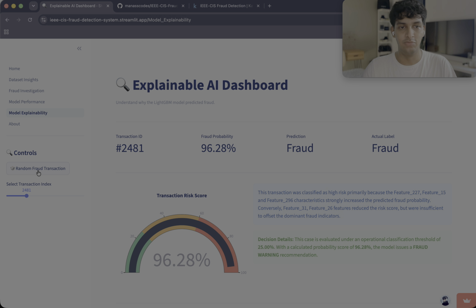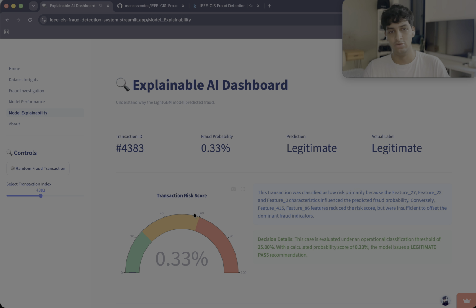Now comes the explainable AI dashboard. This is where my LightGBM model is predicting fraud based on the features which it has got. Now I will click random fraud transactions. You guys can see this is a barometer which signifies the value which is increasing or decreasing. I'll change it to the index of 4,383. My model score is 0.33%. So it is predicting that this transaction is legitimate, and actually it is also legitimate.